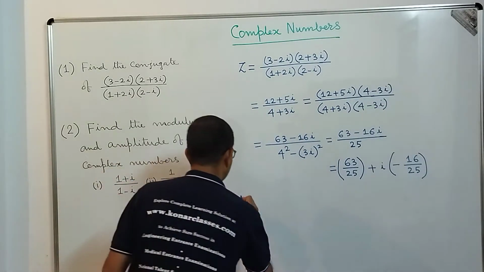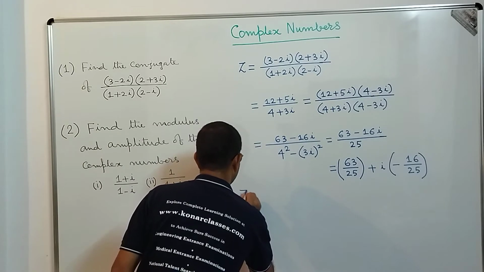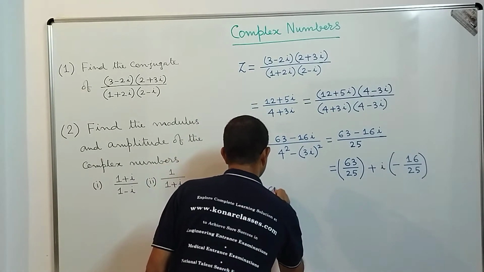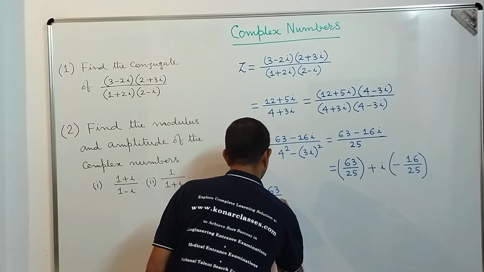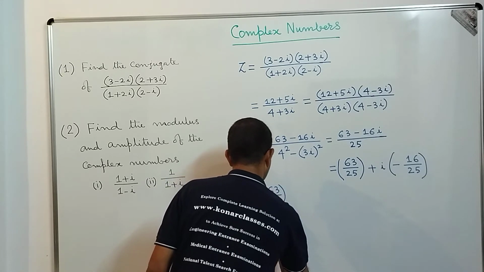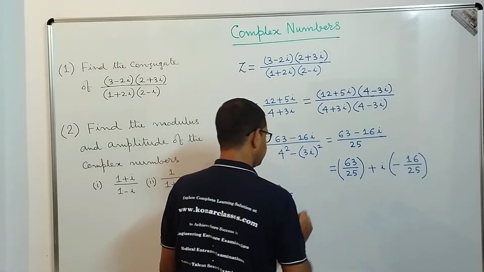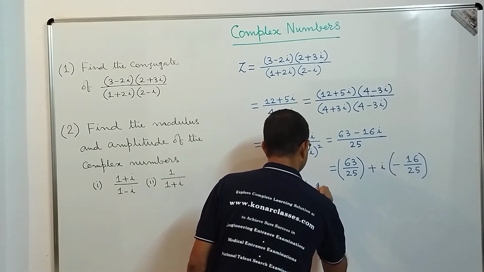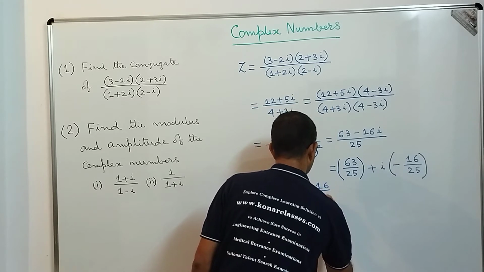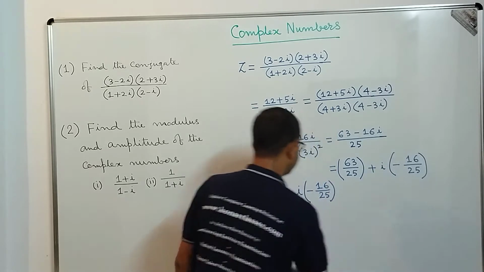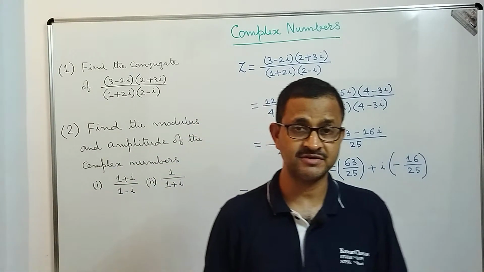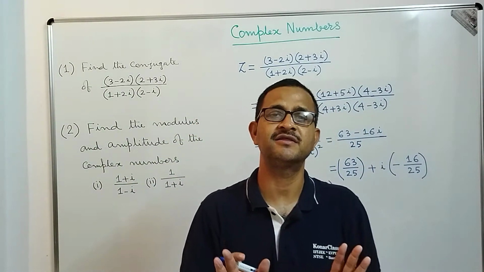So what will be its conjugate? Its conjugate is represented by Z bar, that is equal to A minus iB, that should be 63 divided by 25, minus i into minus 16 divided by 25. That is the conjugate of a complex number. If A plus iB is a complex number, its conjugate is A minus iB.